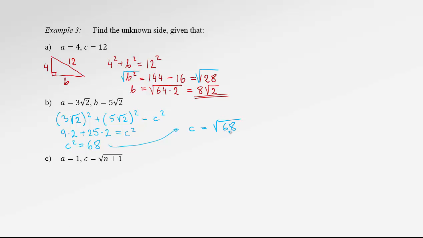How can we simplify this root? Well, let's factor 68. 68 is 2 times 34, but 34 is 2 times 17. Okay, so we can pull a 2 out and give the final exact answer for C as 2 root 17.